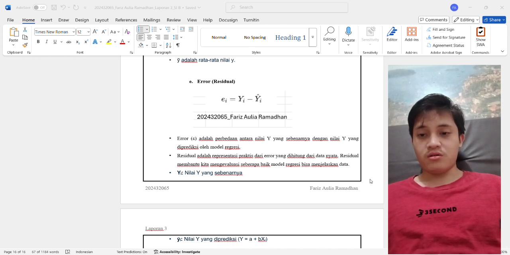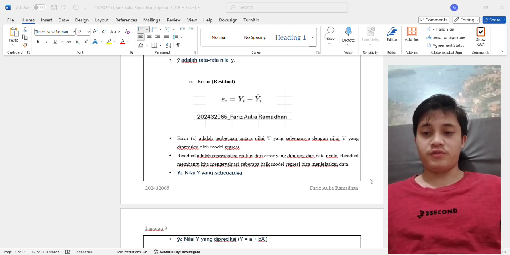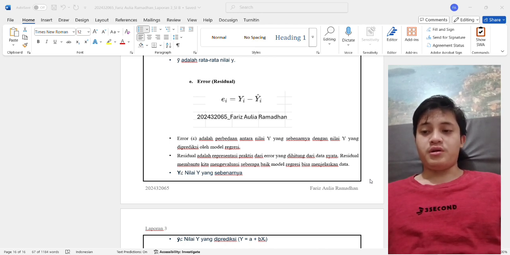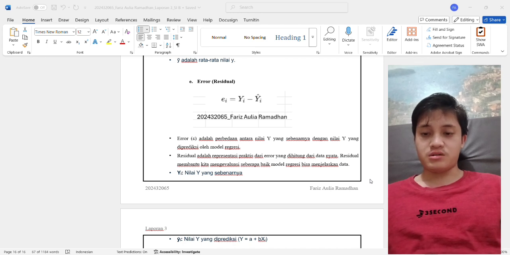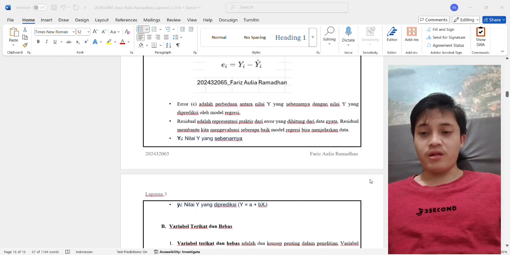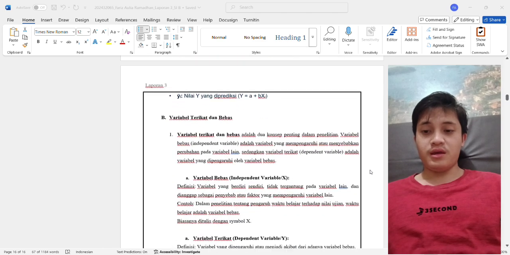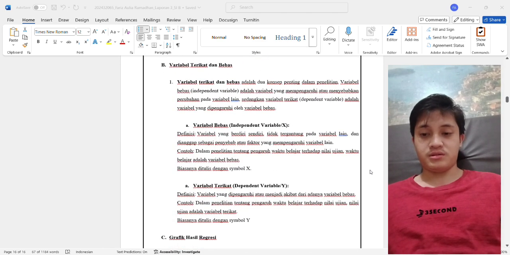E, error or residual. Error is the difference between the actual y value and the y value predicted by the regression model. Residual is a practical representation of the error calculated from real data. Residual helps us evaluate how well the regression model can explain the data. Y is the actual y value, ŷ is the predicted y value, ŷ equals a plus bx.